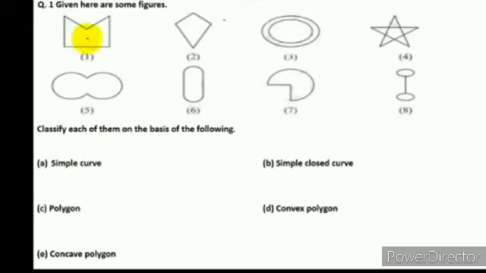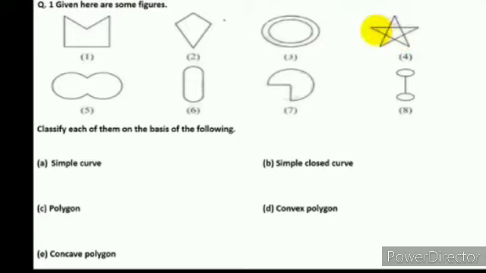Look at the first figure and second, they are bounded by line segments. Fifth figure and sixth figure are bounded by curves. Third, fourth, and eighth figures are a combination of two figures, meaning it is not a single figure. It has some parts.